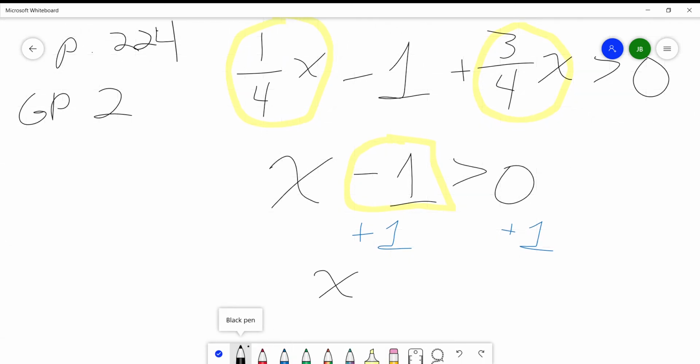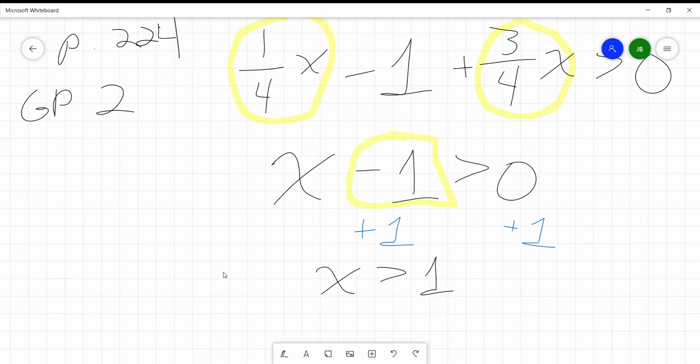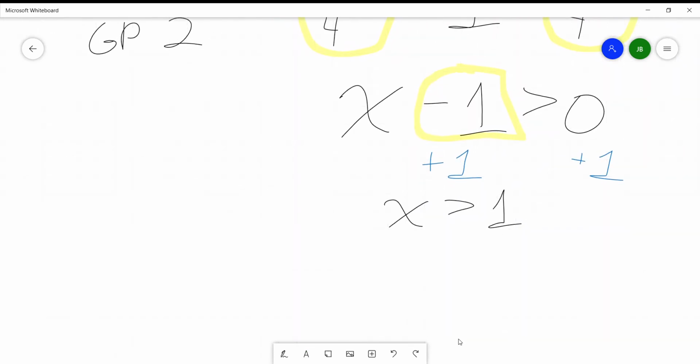So we're going to end up with the variable on one side and a number on the other. The answer is x is greater than 1. And we have to graph the solution set because I said so, because the book said so, because it's just true and proper to do. So let's draw our number line.